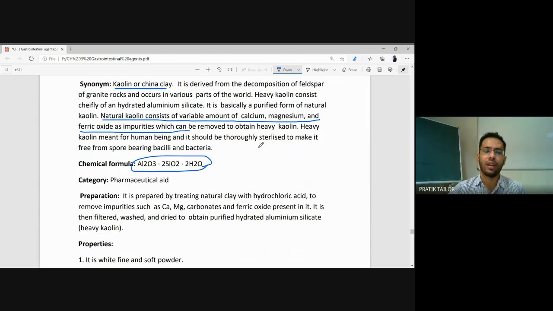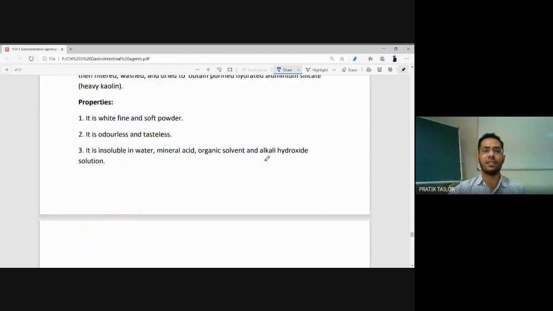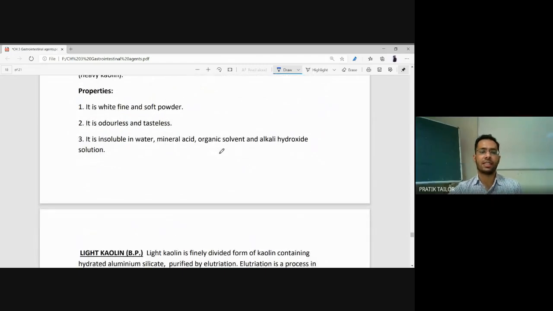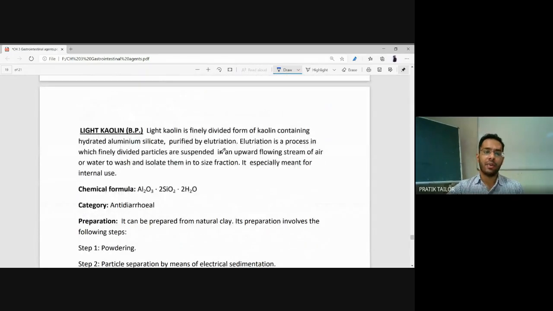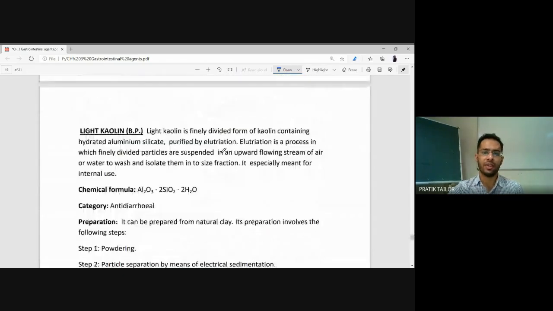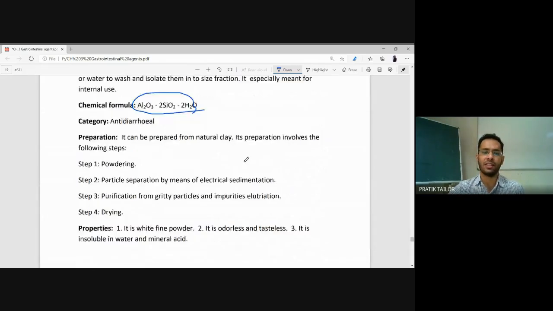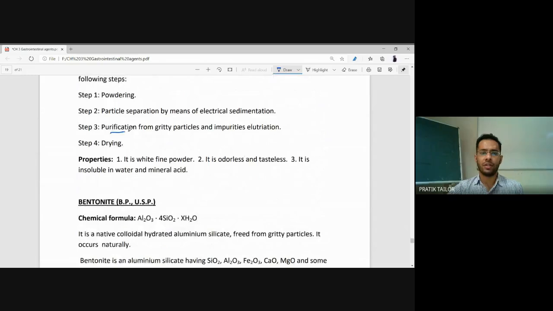You can say it is a pharmaceutical aid. Okay, and it can be prepared by treating the natural clay with hydrochloric acid, where the other part will be removed. If you consider the properties, it is a fine, soft powder, odorless, tasteless. Now, it is available in two versions, heavy and light. Both are the same, with simply some mild differences, and you can prepare light by some particle size separation. So from the gritty particles, you are separating particles by means of electrical sedimentation.